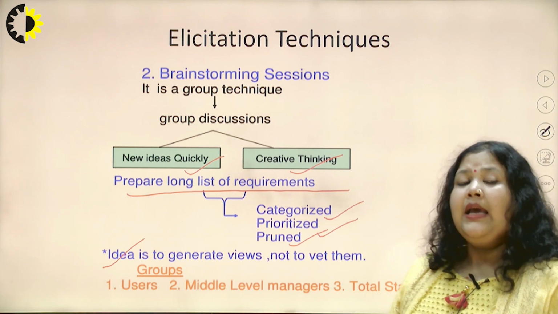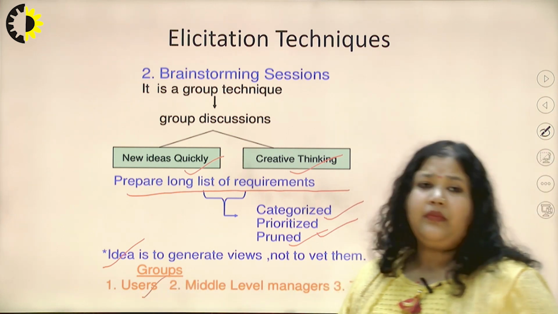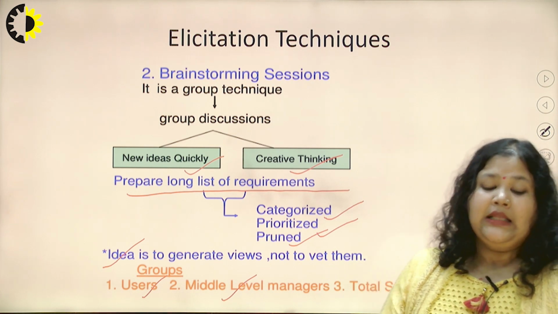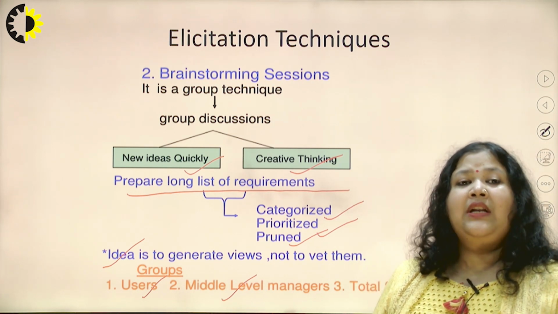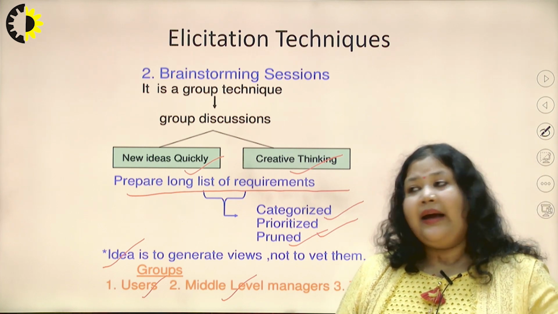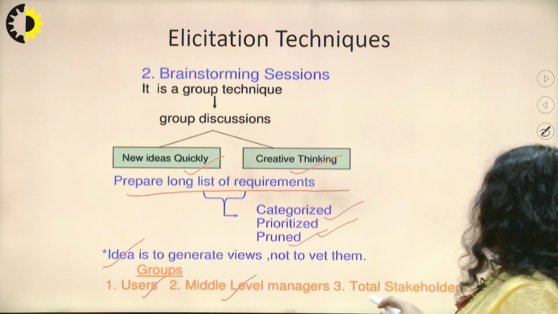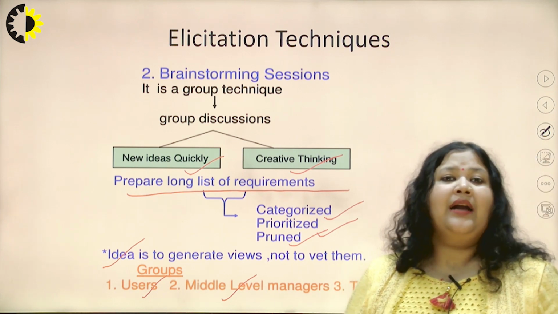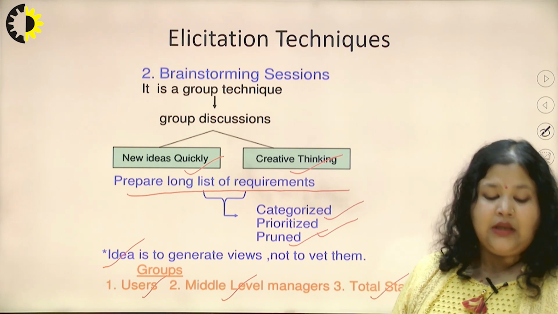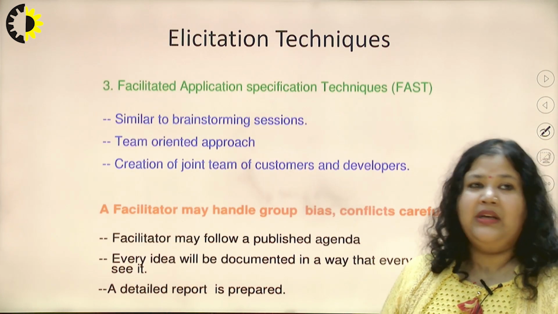Basically, there are a number of groups. First is the user group, these are the customers. Second is the middle level management, meaning a group of people who have less experience than the managers, while the managers have high experience. So these are the middle level management. And then the total stakeholders, those directly or indirectly involved in that particular project. These stakeholders are also present in the group discussion part. So these are the brainstorming sessions.